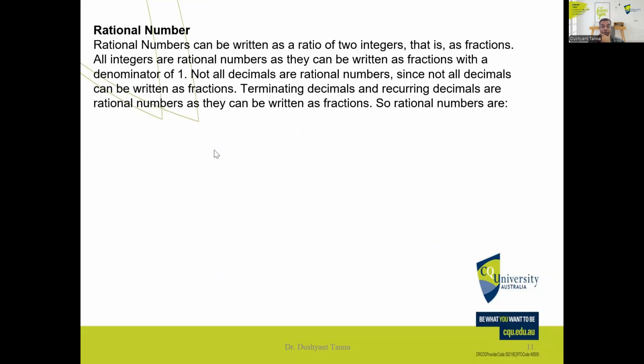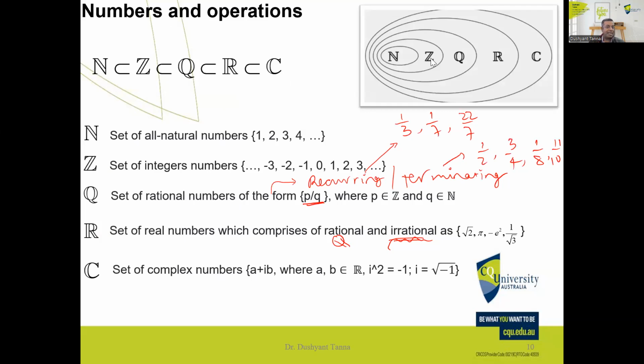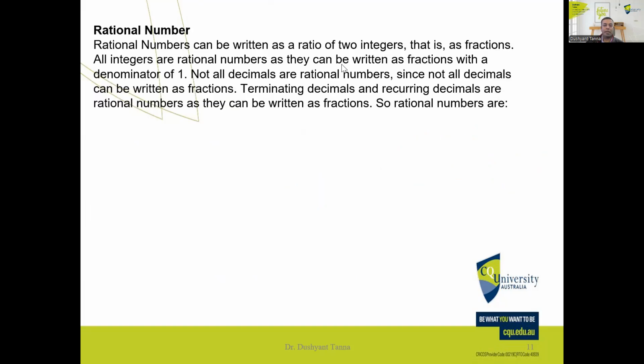Rational number, a bit more about rational number. Which I already covered, so I'll quickly review it. A rational number can be written as the ratio of two integers, or as you call it, a fraction. All integers can be written as a rational number because the denominator can be set as 1. Therefore every integer could be called a fraction as well, a rational number, and that's why every natural number is an integer. Every integer is a rational, every rational is a real, every real is a complex, right? That's a whole chain.